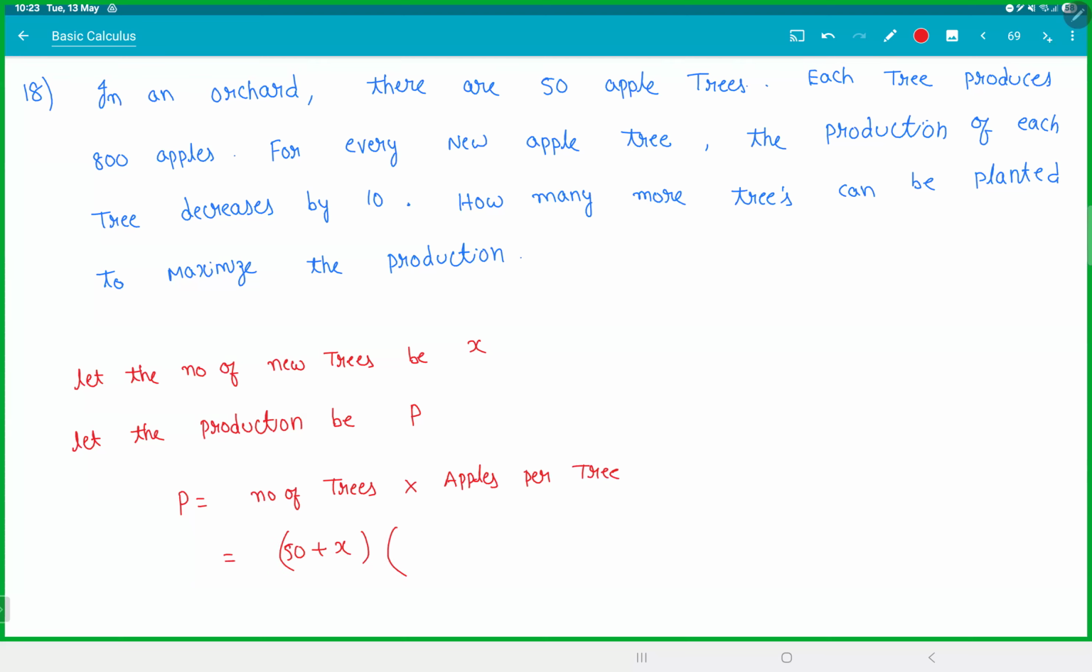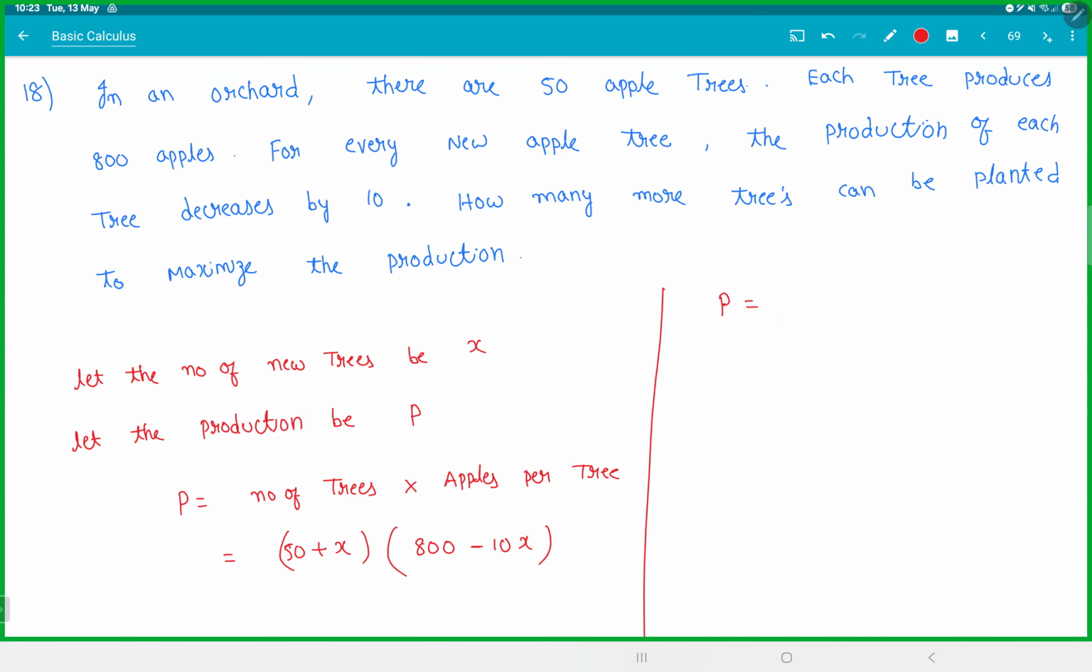And what is the production? Initially each tree was producing 800. For every one tree, you lose 10 apples. If you plant X trees, you lose 10X apples. Is that making sense? If you plant one tree, it is 800 minus 10. If you plant two trees, it is 800 minus 10 into 2. If you plant 5 trees, 10 into 5. If you plant X trees, it is 10 into X. Is that make sense? So we got an equation.